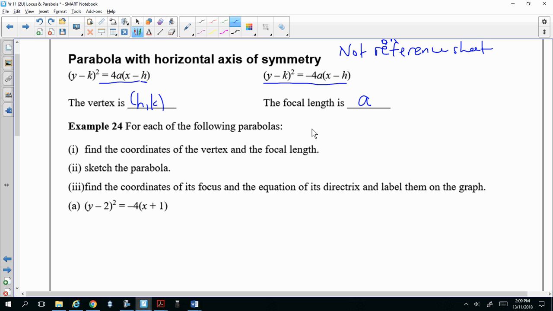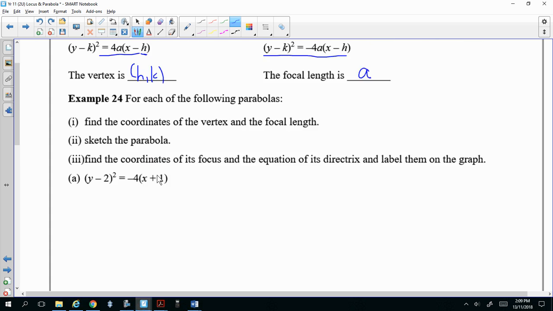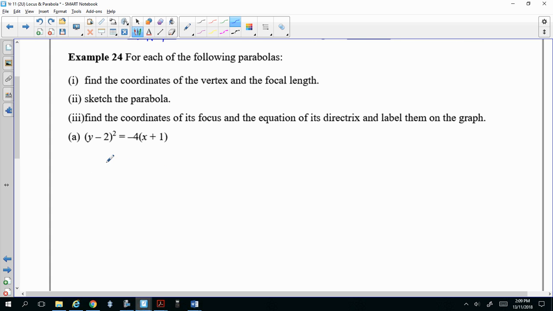Okay, let's look at the first question. Find the vertex, focus and directrix. So you've got this sideways parabola that goes sideways. Let's work out the vertex. The x value first is -1, and the second is 2, so the vertex is (-1, 2).